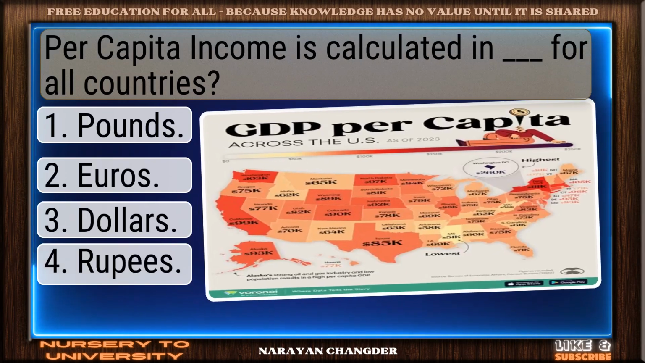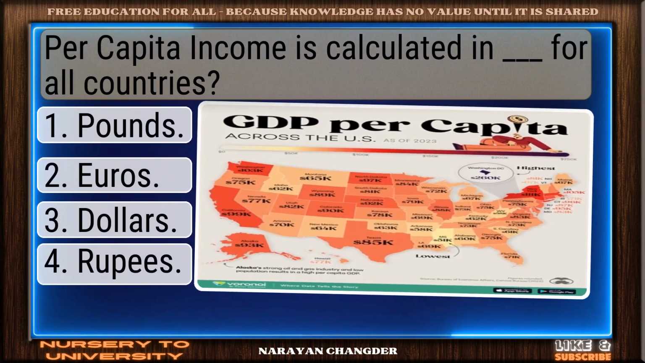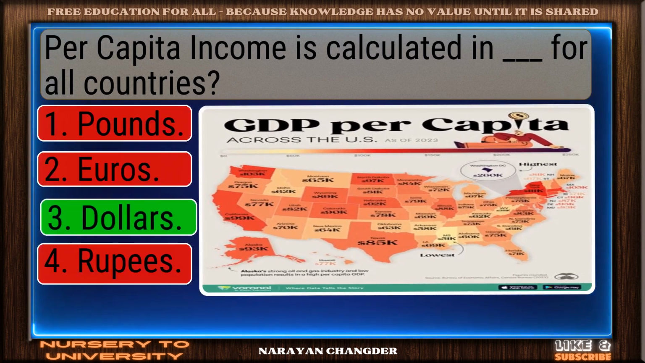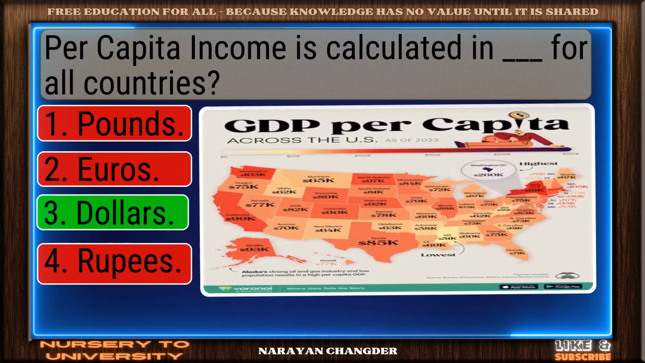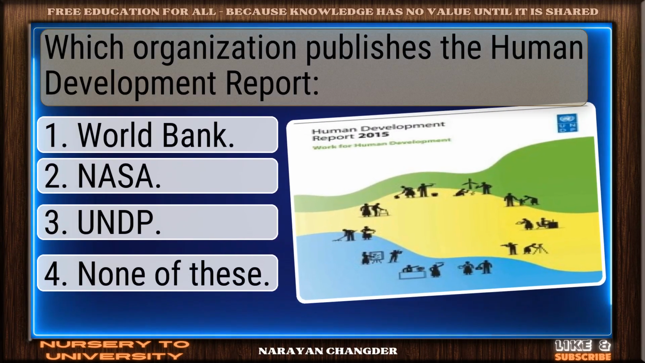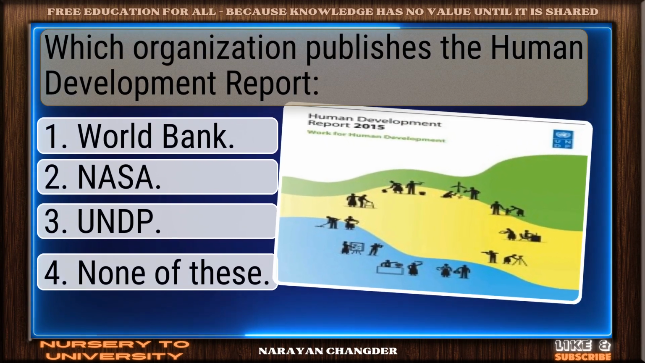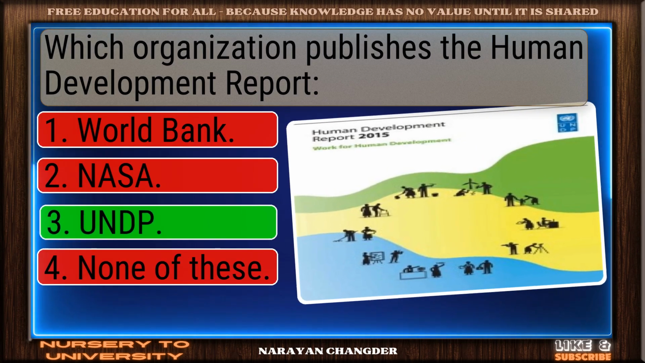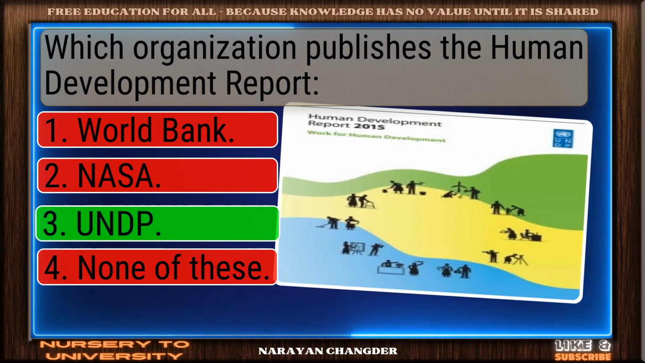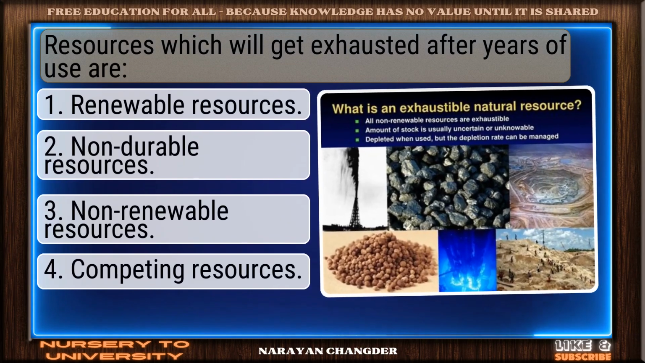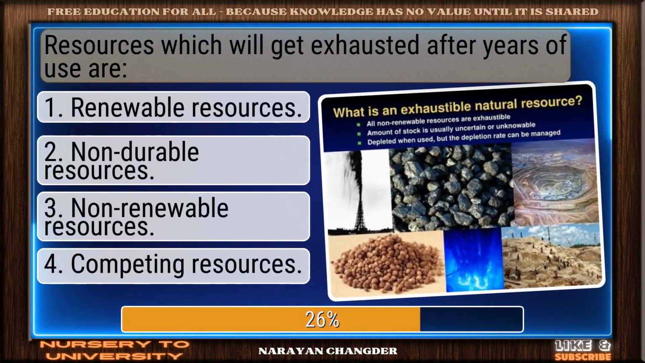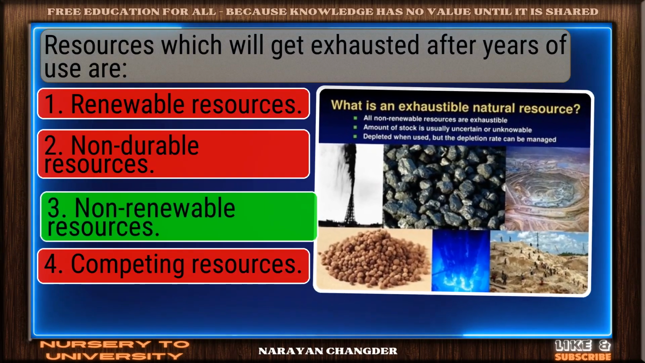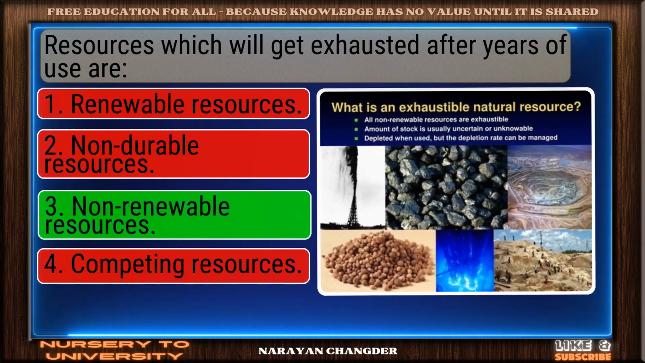Correct. Per capita income is calculated in dash for all countries. Well done. Dollars is right. Which organization publishes the Human Development Report? On track. UNDP is correct. Resources which will get exhausted after years of use are. Right again. Non-renewable resources is valid.